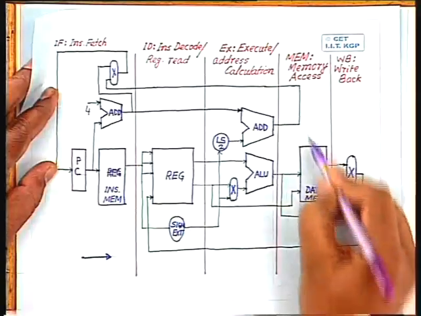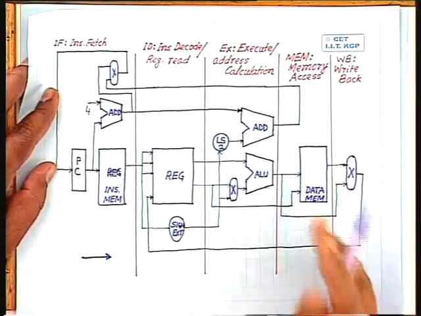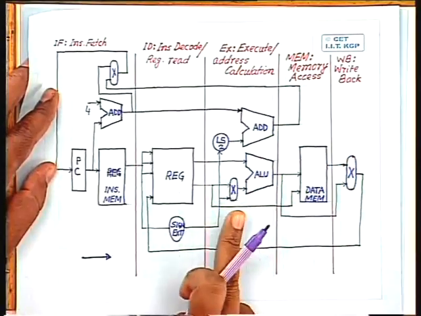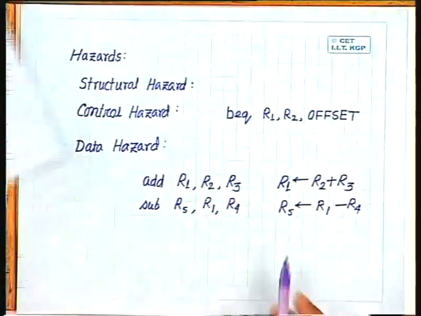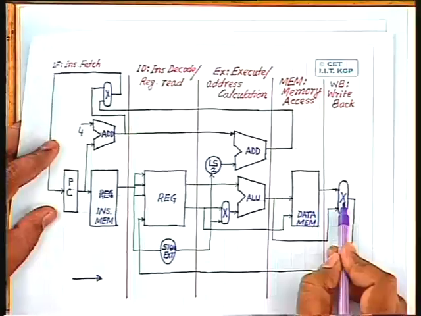Okay. So when the add instruction is in the memory stage, the second subtract instruction, which is the immediate next, is in the execute stage. And in the execute stage, it expects the correct value of R1, isn't it? But the correct value of R1 has not been set yet. That will be set only after write back, that is in the fifth stage.